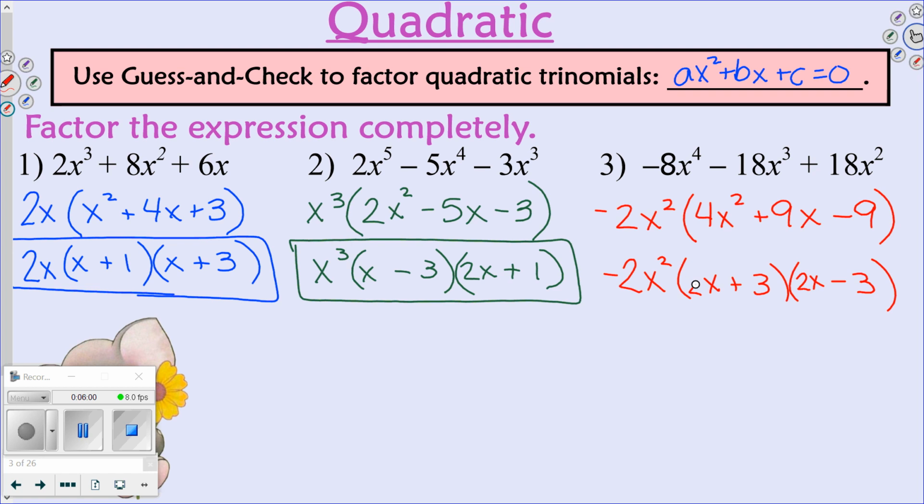1 and 4? All right, so 1x and 4x. So that would give me 12x minus 3x, which is a positive 9x. Yay! That works. Isn't that great?